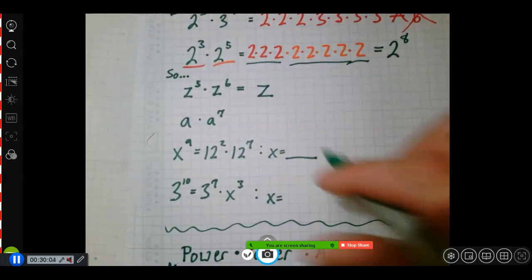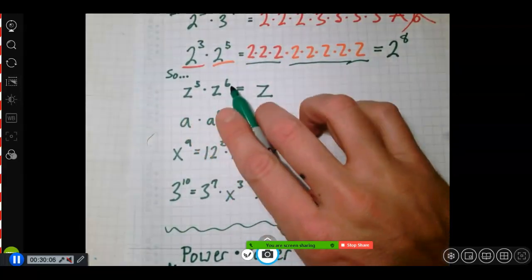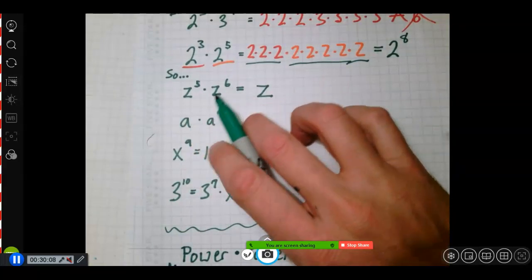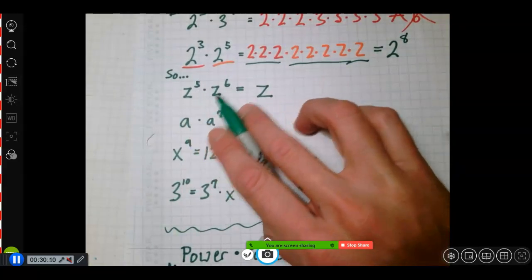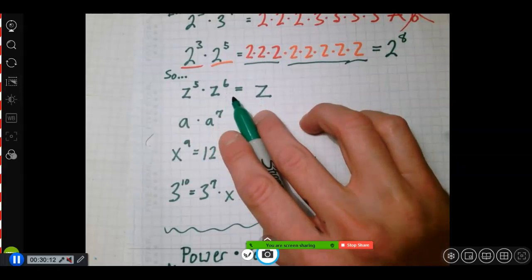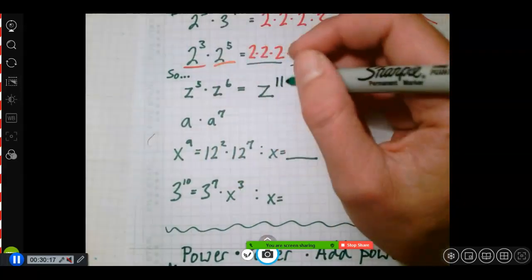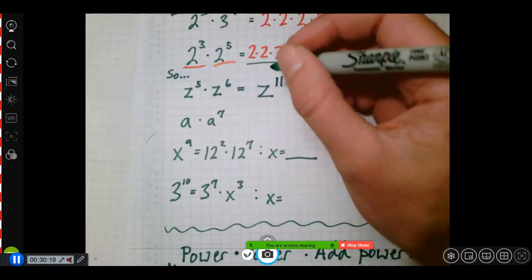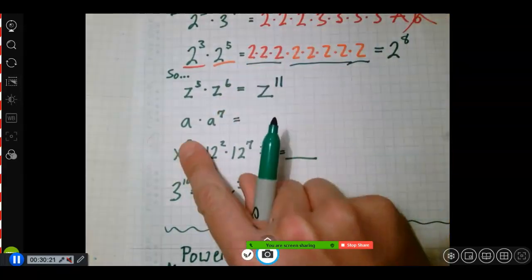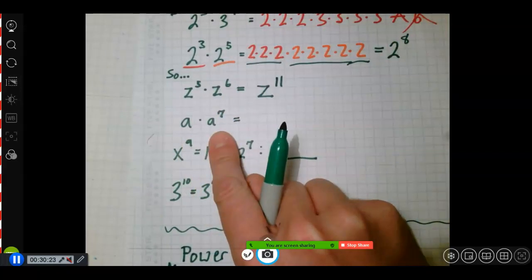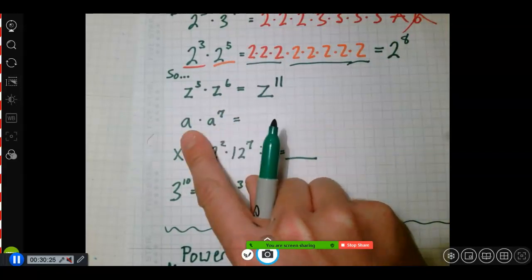So Z to the fifth times Z to the sixth. Hannah, what would that be? If I had 5 z's from here and 6 z's from here, how many z's would I have total? 11. Yeah! Dewan, what about this one? And there is something tricky going on here.